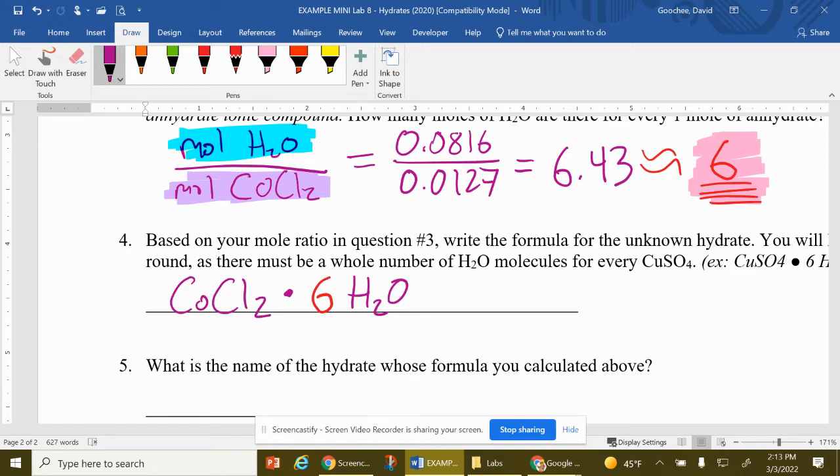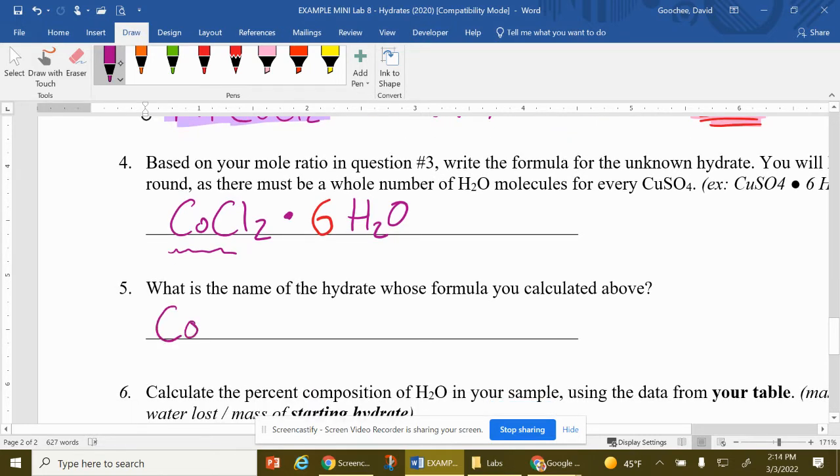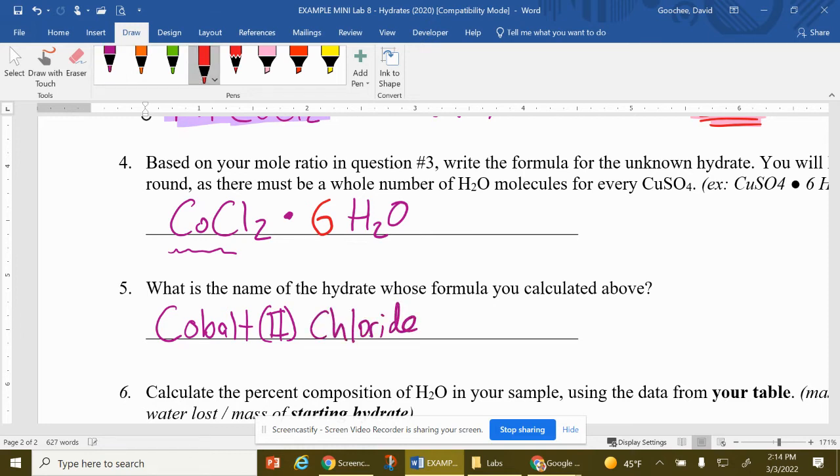Okay, now this is what I got. What's the name of this compound? Well, I know what this is because I paid attention in my ionic compound chapter. That's cobalt 2 chloride. And what is the prefix for 6? It's hexahydrate. Hexa is 6.